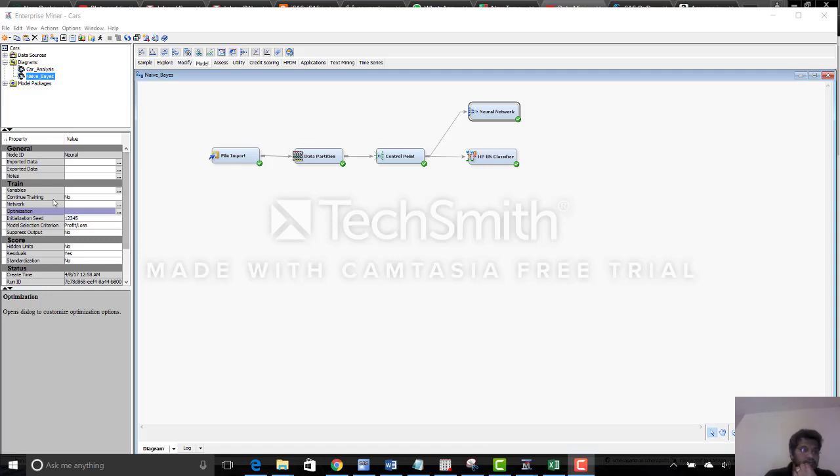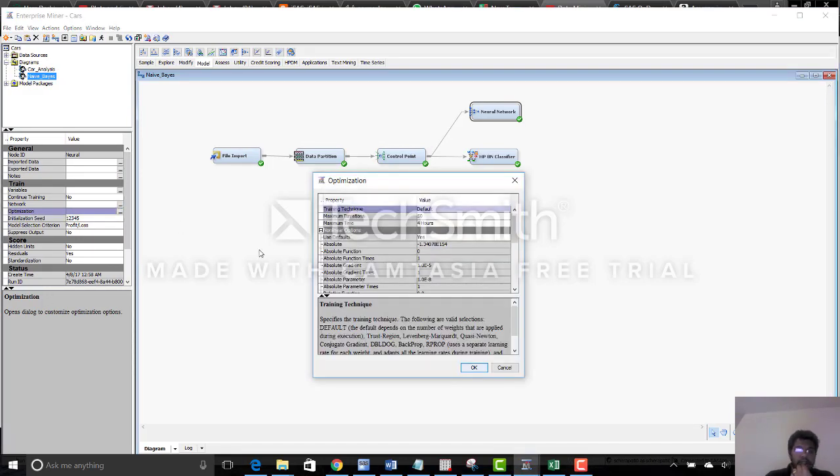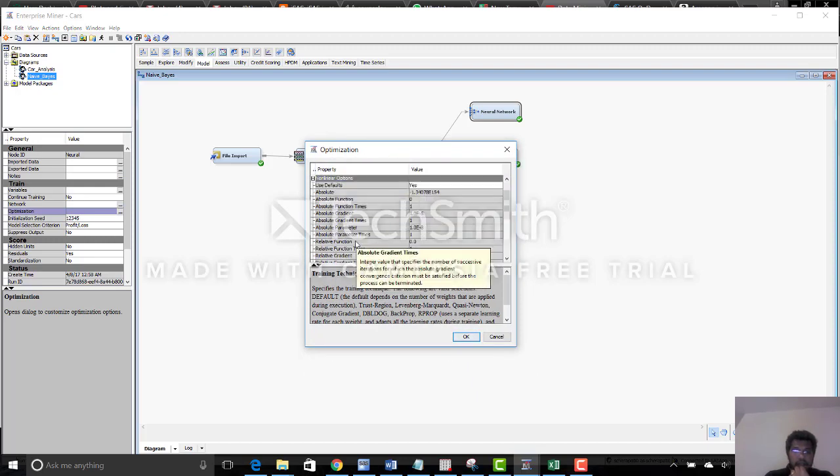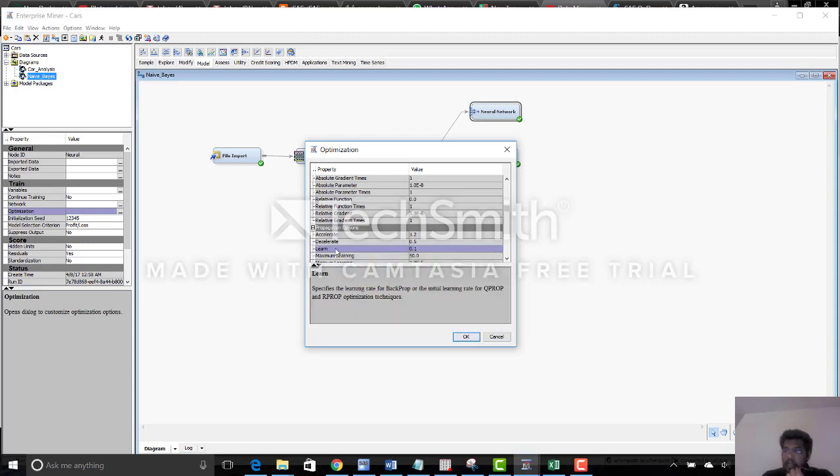In neural networks, once you select this optimization, there are a lot of parameters over here. The ones we are concerned about are learning rate and momentum. Learning rate decides how fast a neural network adjusts to the errors, so it should not be too high.